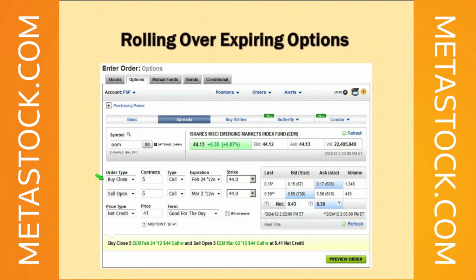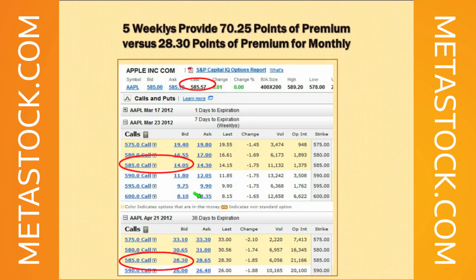I just kept the ETF, and then I rolled over the weekly options. I bought to close the February 24th, sold to open the March 2nd. And here's the reason why these weekly covered calls are so lucrative compared to the monthlies.